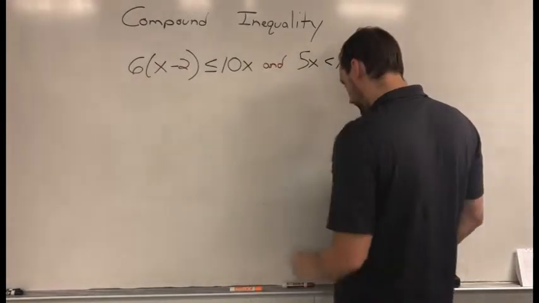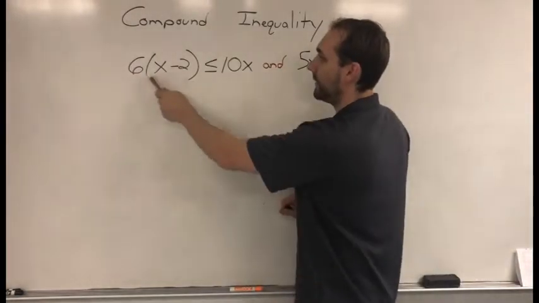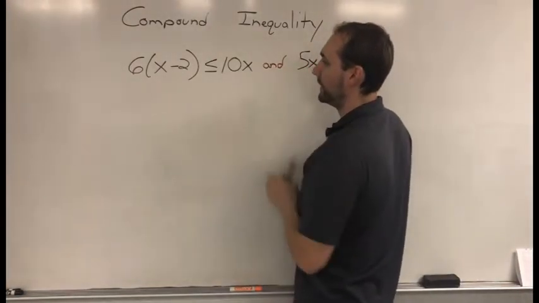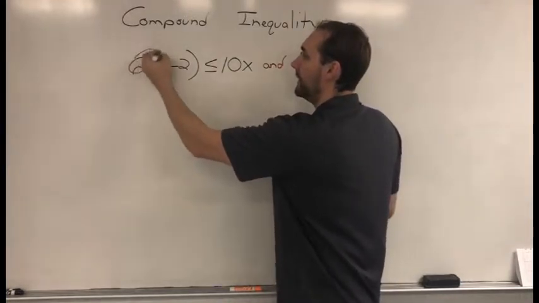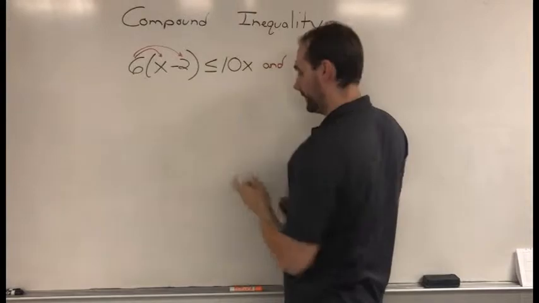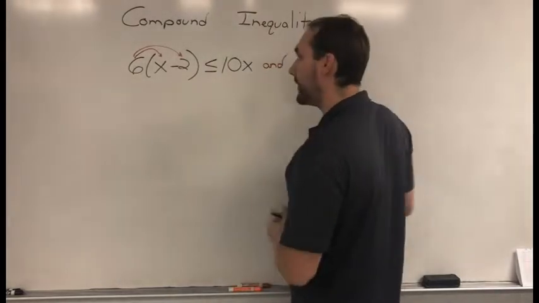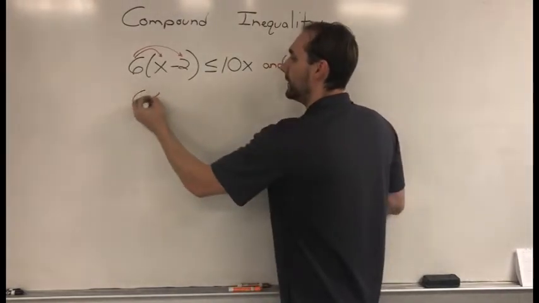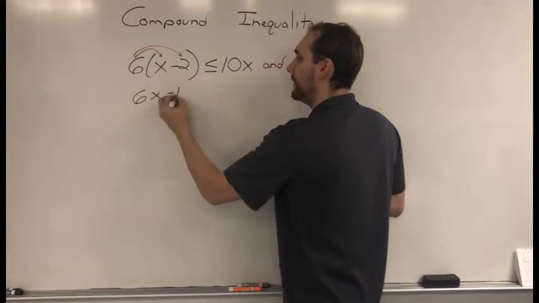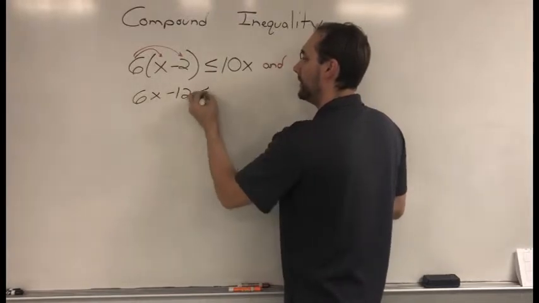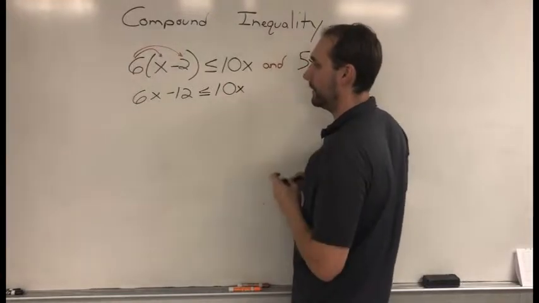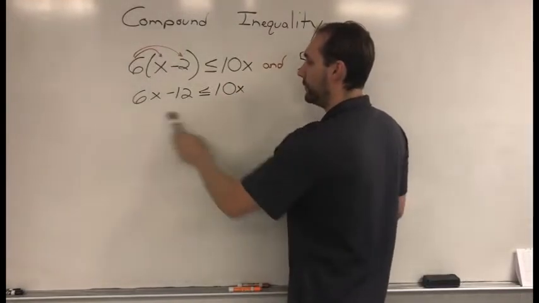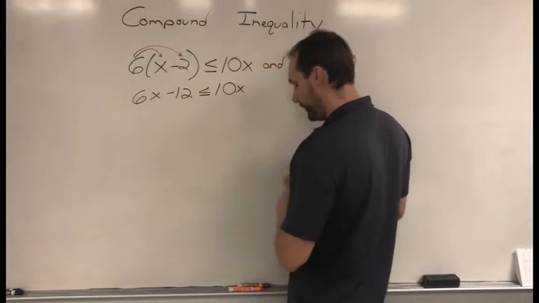So let me go ahead and look at this one. 6 times (x minus 2) is less than or equal to 10x. First thing I want to do, order of operations, work with what's in the parentheses, and I'll need to distribute this 6 inside each. So I have 6 times x is 6x, 6 times negative 2 is negative 12, less than or equal to 10x.